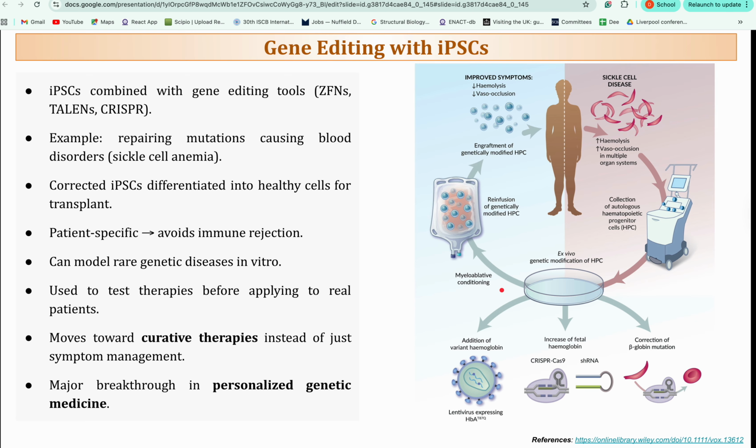Then myeloablative conditioning is done, and these genetically modified hematopoietic progenitor cells are reinfused and engrafted back into the patient. So this improves the symptoms, reduces the hemolysis, and also reduces the vaso-occlusion. So this shows how gene editing of these iPSCs can help to cure the disease.